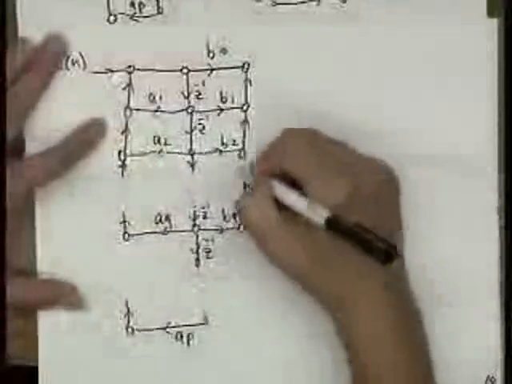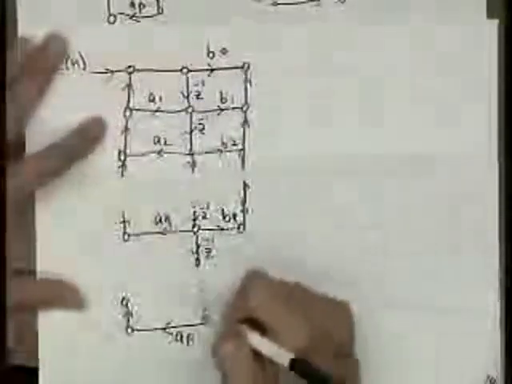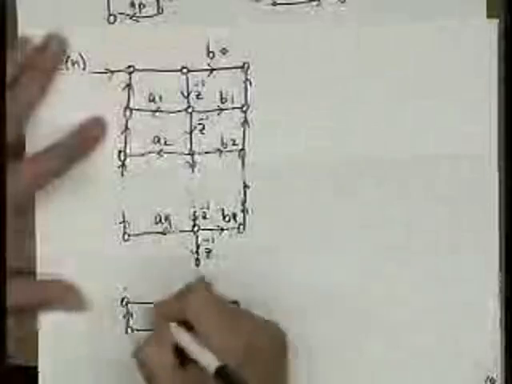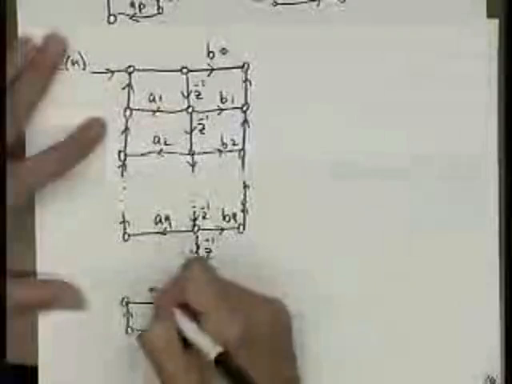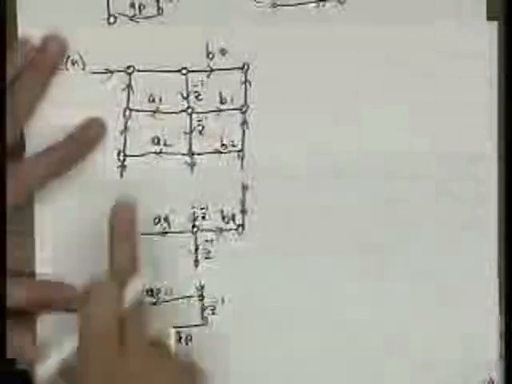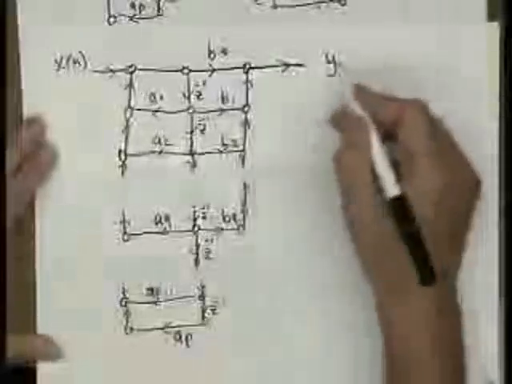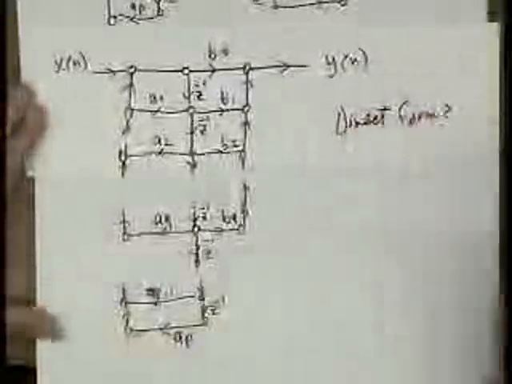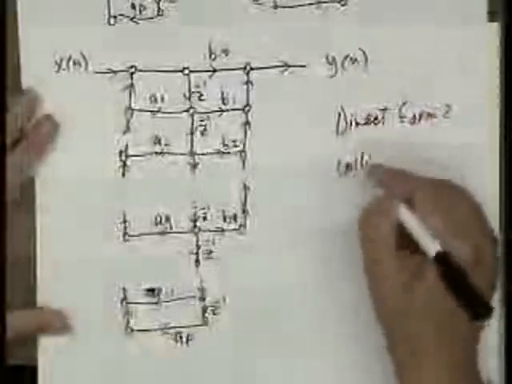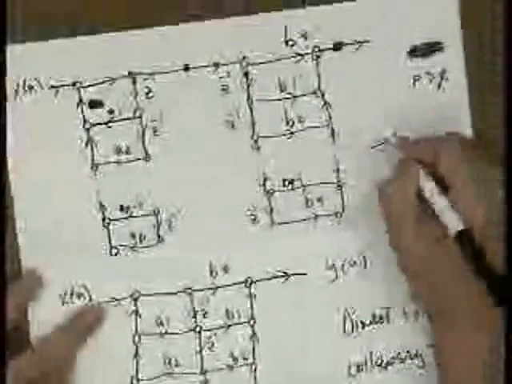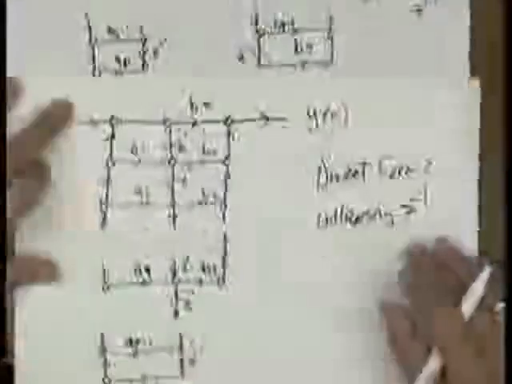And this is like A sub P minus 1, etc. So there's arrows going down this way, arrows going up that way, etc. And that's it. Out comes Y of n. So this is called direct form 2. And it was obtained by collapsing the Z inverses in this. So here what I did is I collapsed the Z inverses.